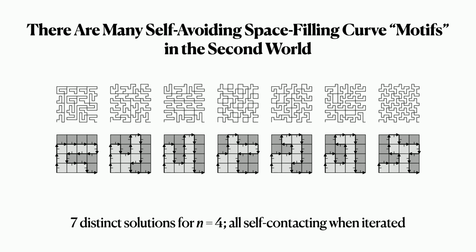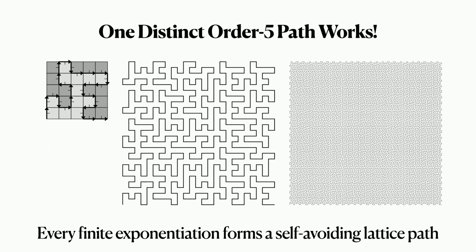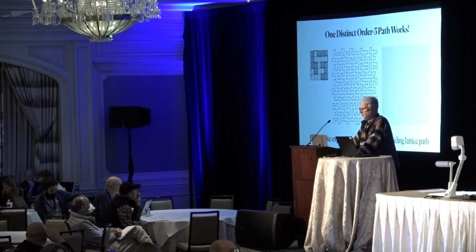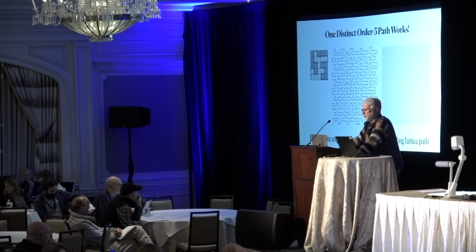For n equals 4, there's 7 solutions. None of them work either. For n equals 5, there's 138 distinct motifs, and exactly one of them works. So if you take copies of this and plug it in recursively, it always creates a self-avoiding path on the lattice. And in fact, it's a Hamiltonian cycle on the toroidal grid graph at all finite approximations.